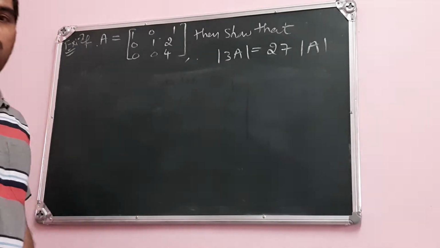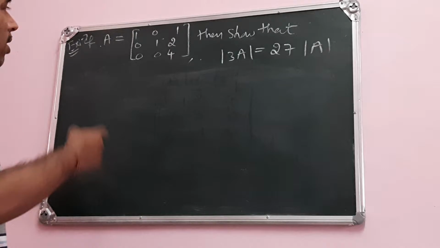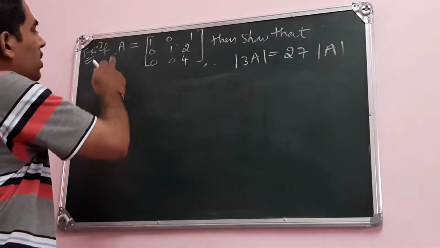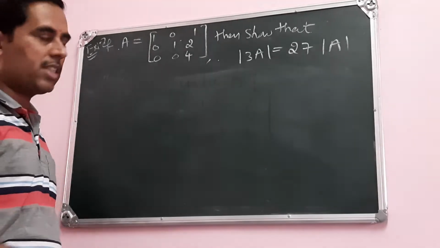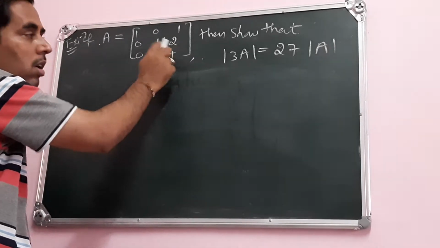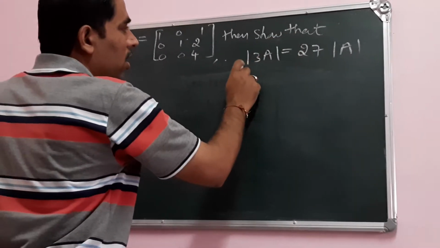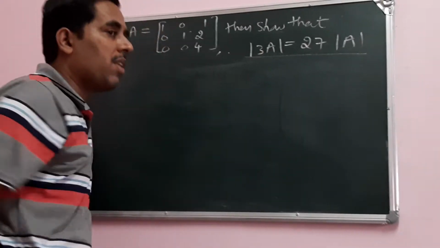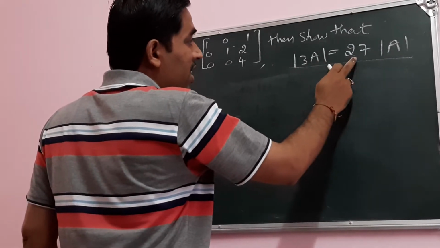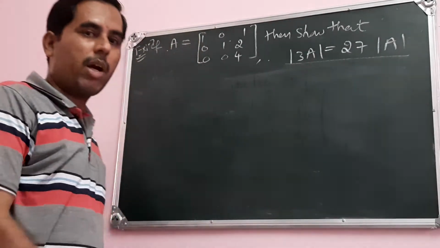Okay, let us continue our class on determinants. I have considered another important example here. If A is equal to the square matrix 1 0 1, 0 1 2, 0 0 4, then show that the determinant of 3A is equal to 27 times the determinant of A. This we have to work out.